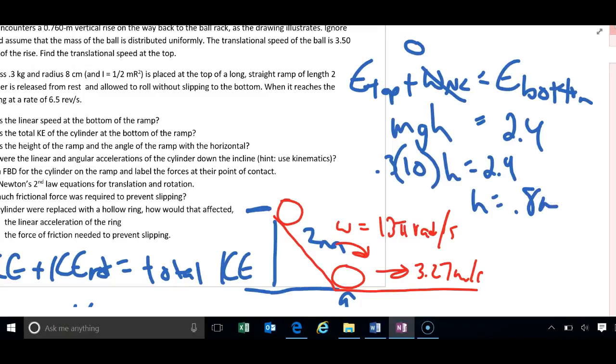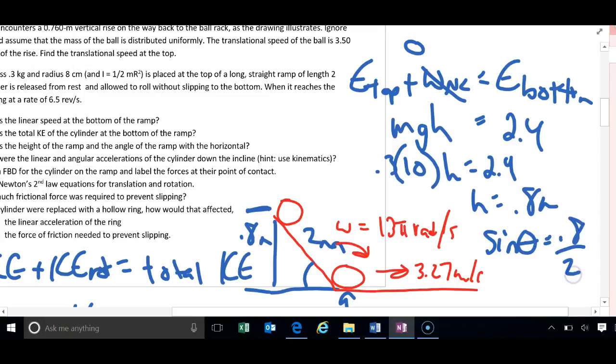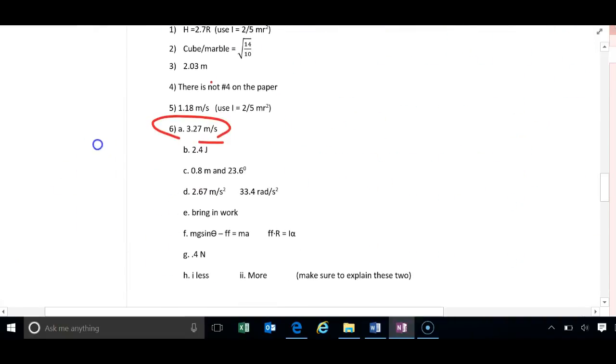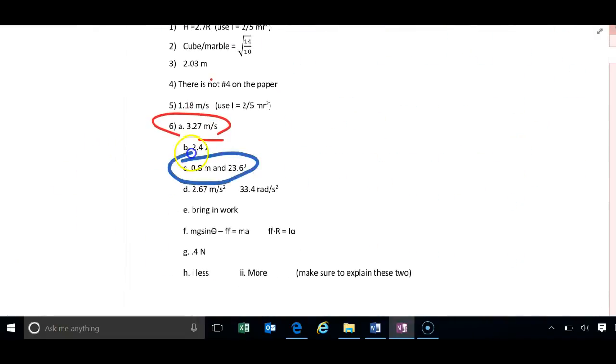Okay. So that's 0.8 meters. If I was looking for the angle, the trig function I would use is sine of theta equals opposite 0.8 over 2 meters. And I get a theta of 23.6 degrees. Let's check. 0.8 and 23.6. Okay. Again, I'm always rounding these to 3 significant figures so you can see where you're at.